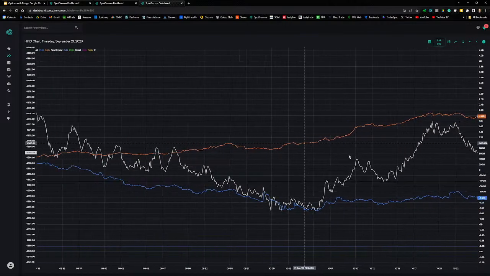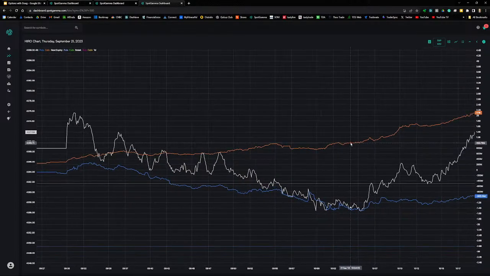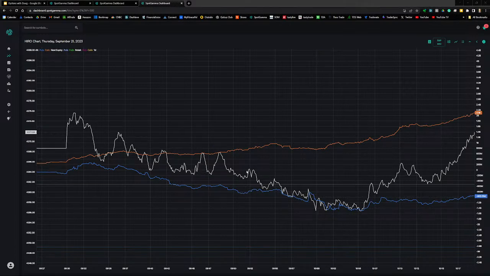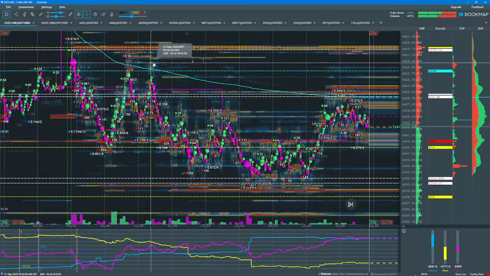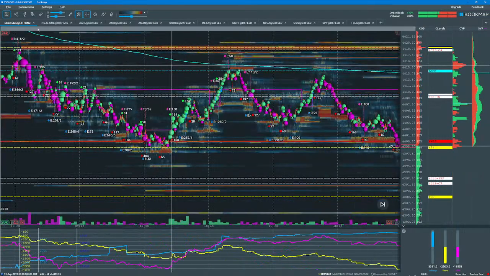First of all, I'm going to zoom in on the initial move lower. So up until about 10 o'clock, traders were buying puts and slightly buying calls, but the put buyers were more aggressive, and price was responding to the put buyers, as well as, let's go take a look at a Bookmap. We'll zoom in here on the first hour. We'll take the hour and a half.